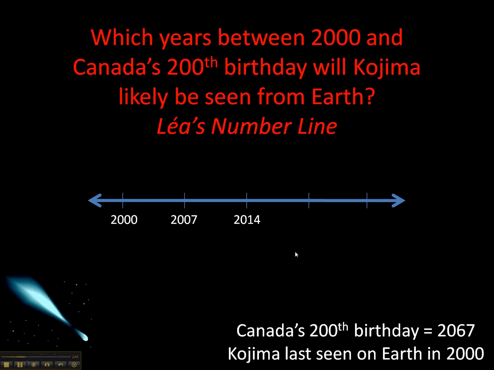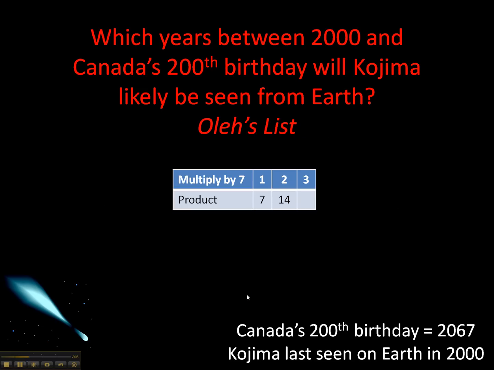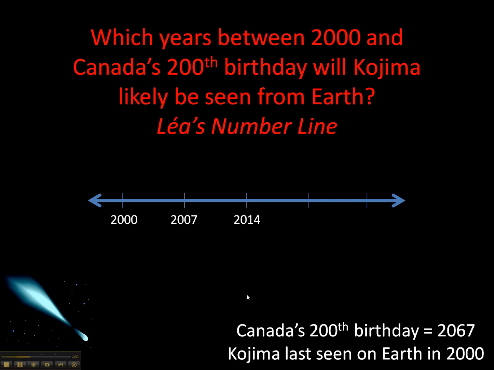Leah is going to do a number line to solve the same problem. And Leah does 2000 on the end of this number line and continues off to the right here to 2007, then to 2014, and what she's doing is adding 7 each time. So in here you need to remember your multiplication tables. In here you just need to add. You might find one or the other a little easier.